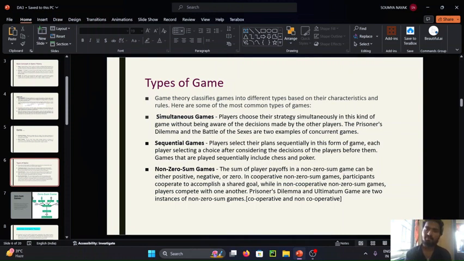So what is happening in the simultaneous game? The player is choosing something without the knowledge of what the other player is choosing. But in sequential games, the player chooses some strategy based on the strategy of the other players. We can give the example of chess and, to some extent, poker. The player will play their next move based on the move of the other person.